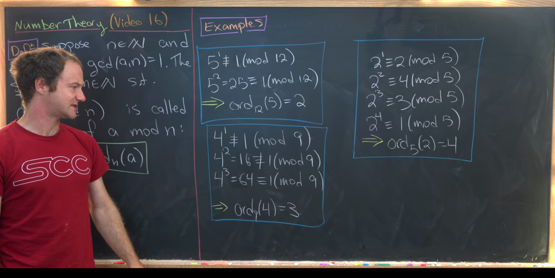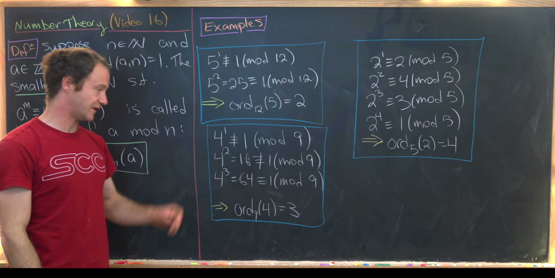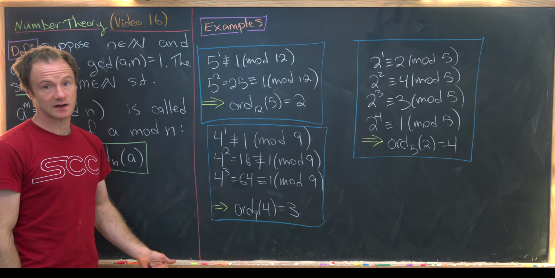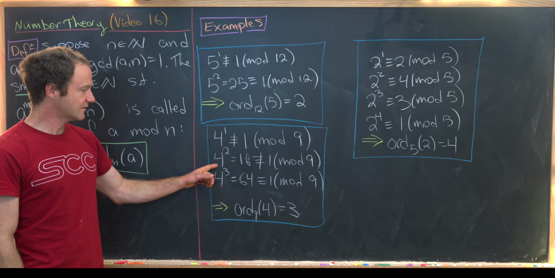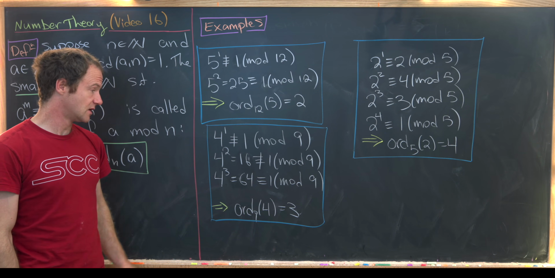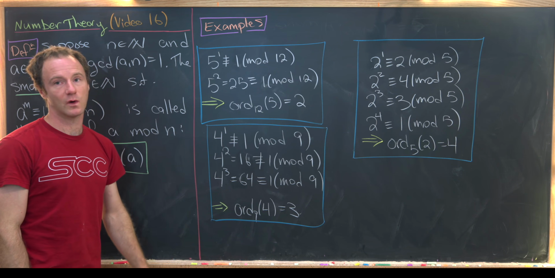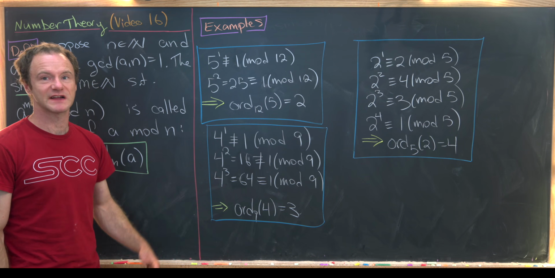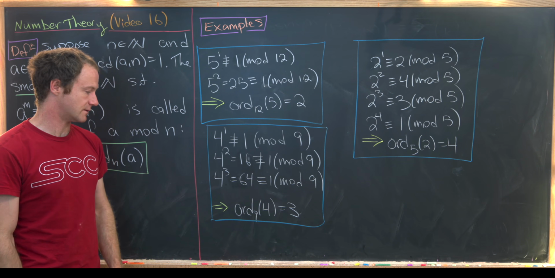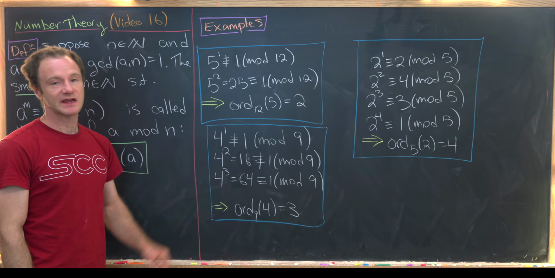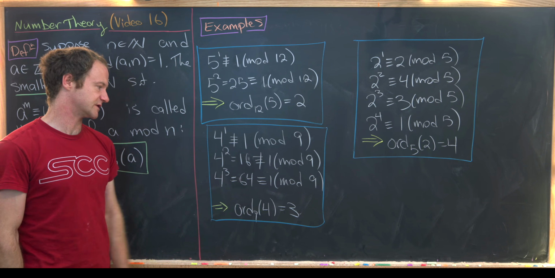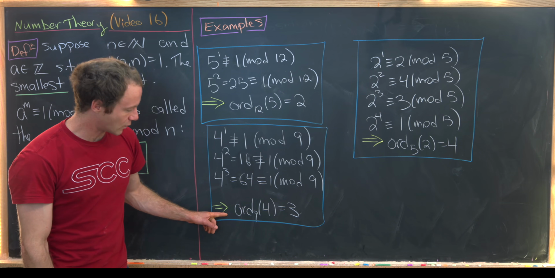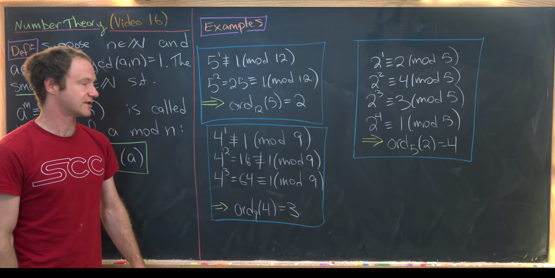Then we can do the same kind of thing, mod 9, with the number 4. So 4 to the 1 is equal to 4, which is not 1 mod 9. 4 squared is 16. Well, 16 is 7, which is not 1 mod 9. And then 4 cubed is equal to 64, but that's 1 more than 63, so that is 1 mod 9. So that means 3 is the smallest exponent that will give us 1 mod 9 when we put it in the exponent of 4. In other words, the order of 4 mod 9 is 3.